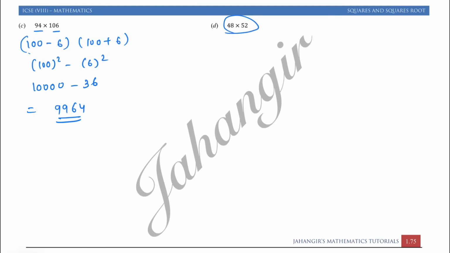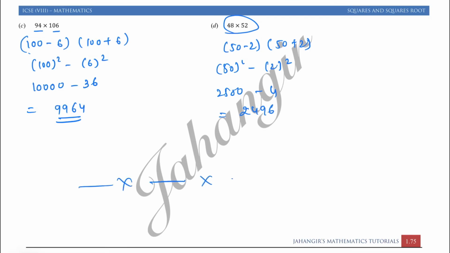Last question, 48 into 52. So 48 I can write as 50 minus 2 and 52 as 50 plus 2. This is 50 square minus 2 square. You will get 2500 minus 4, that is 2496. With this I have completed one chapter, that is squares and square root. After completion of this chapter you can do homework revision questions which are of the same type in a separate book.